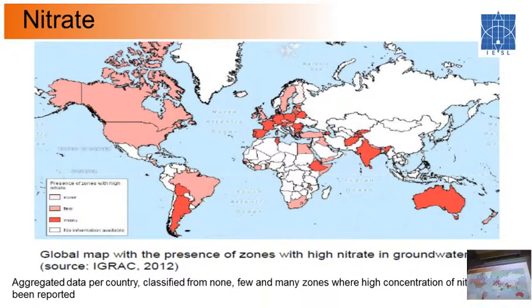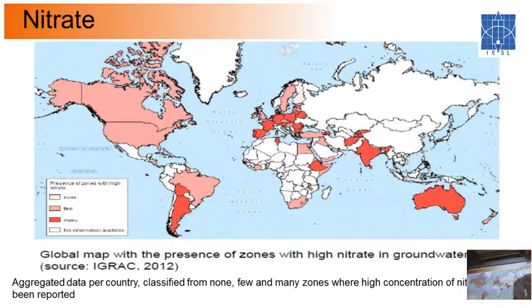This is about the nitrate, and this map. This is a global map showing the presence of zones with high nitrate in groundwater. It shows aggregated data per country, classified from none, few, and many zones where high concentrations of nitrate have been reported. As you can see, Sri Lanka has many zones with high nitrate concentrations, which probably require attention or corrective measures to bring the water quality back to optimal conditions.